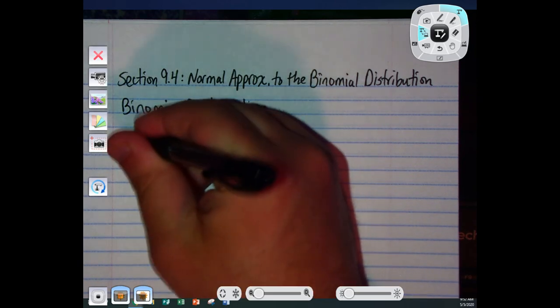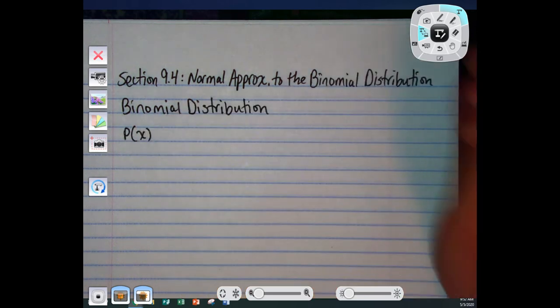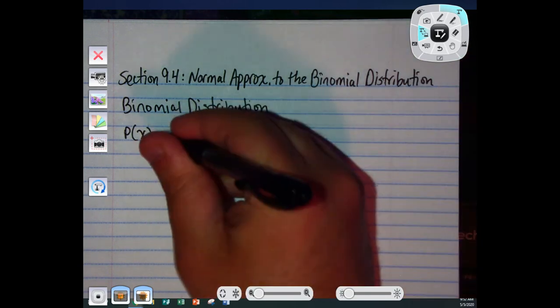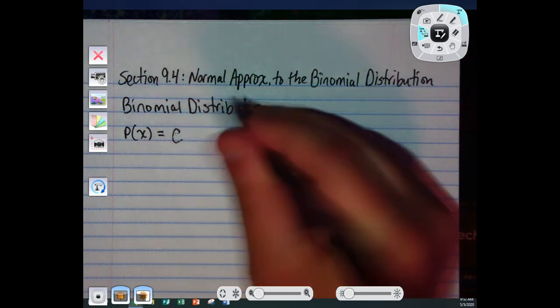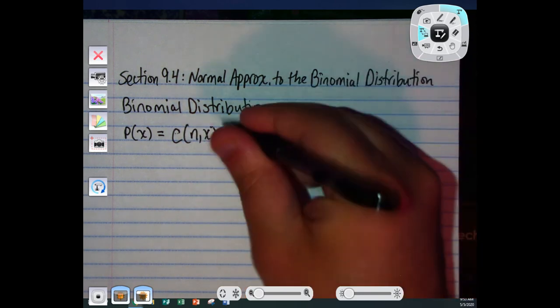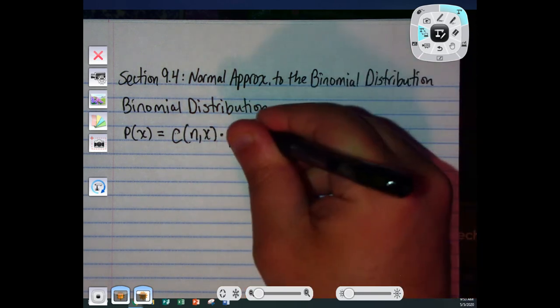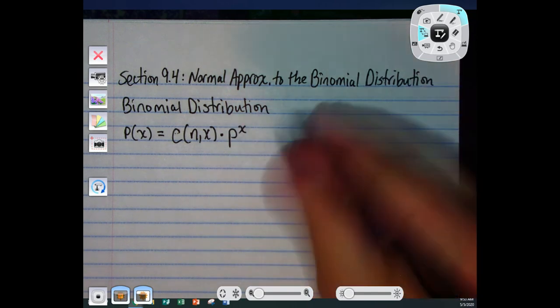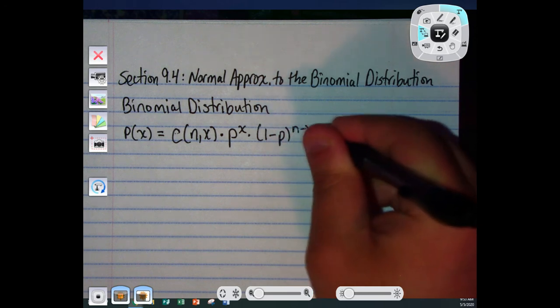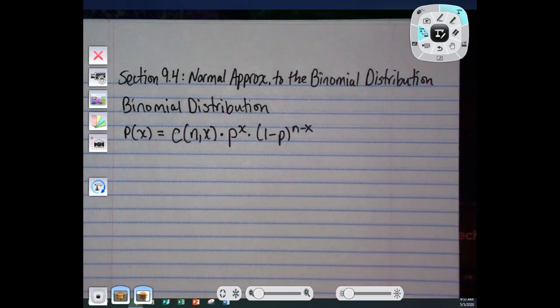So remember, in a binomial distribution, to find the probability of a certain outcome, we use the formula of the combination of n pick x times the probability to the x power times 1 minus the probability to the n minus x power. Okay. So that helps us with the probability.